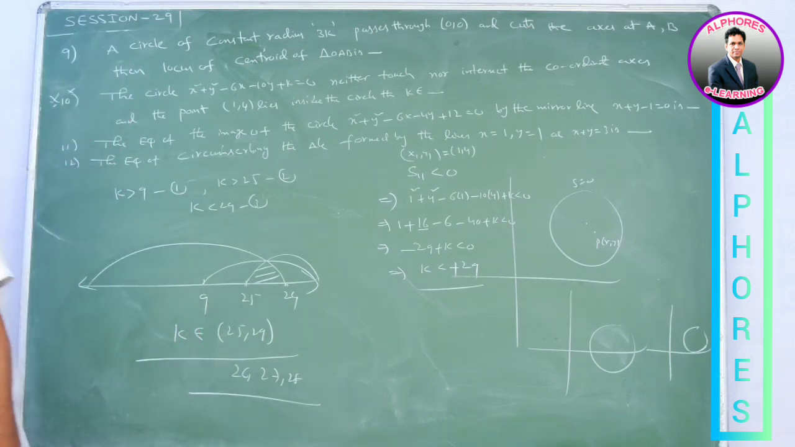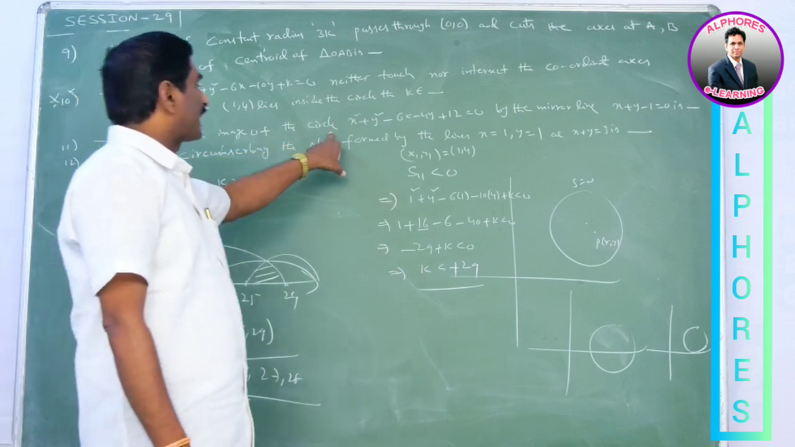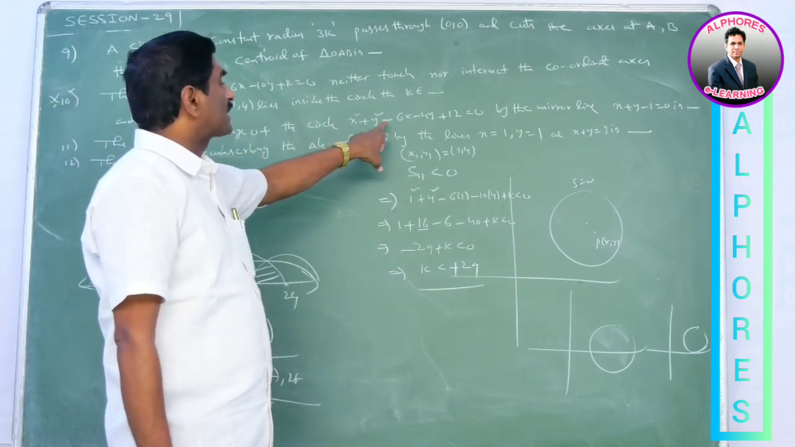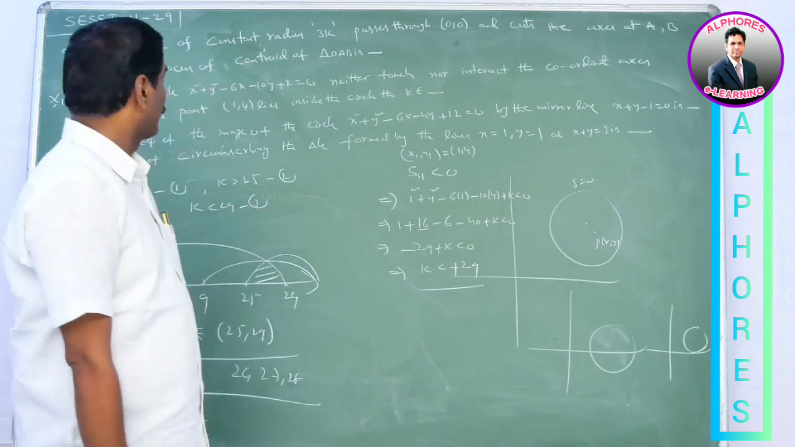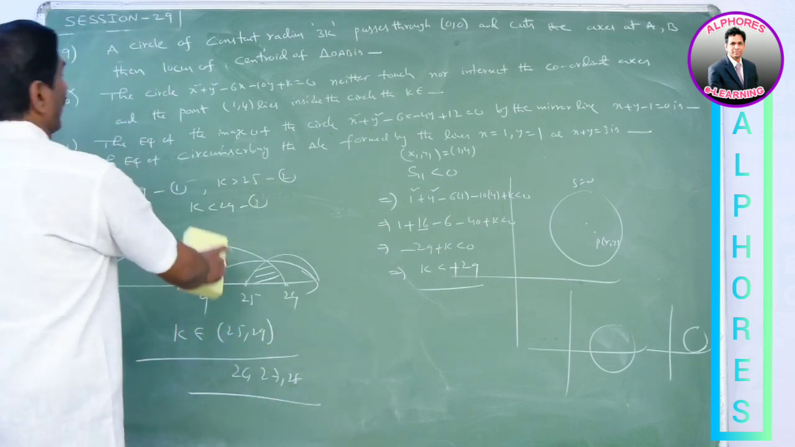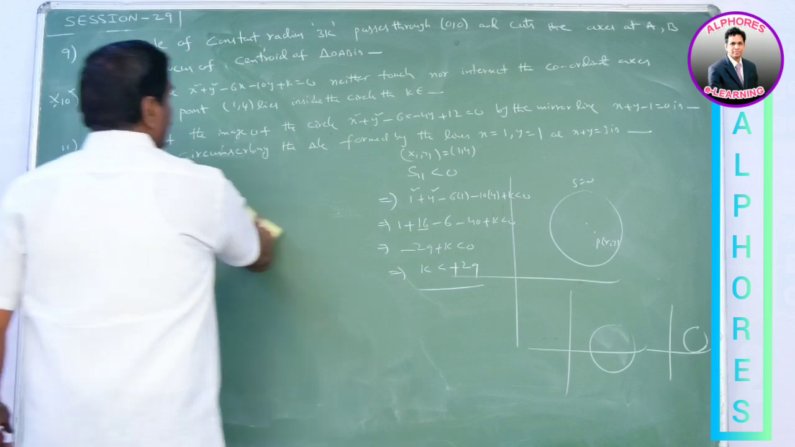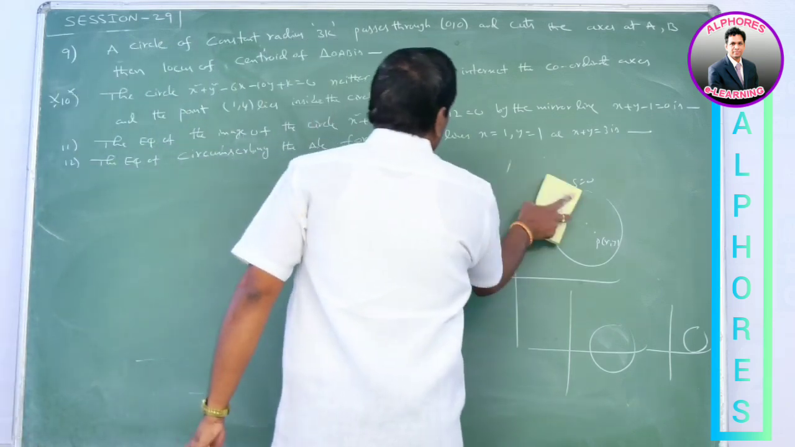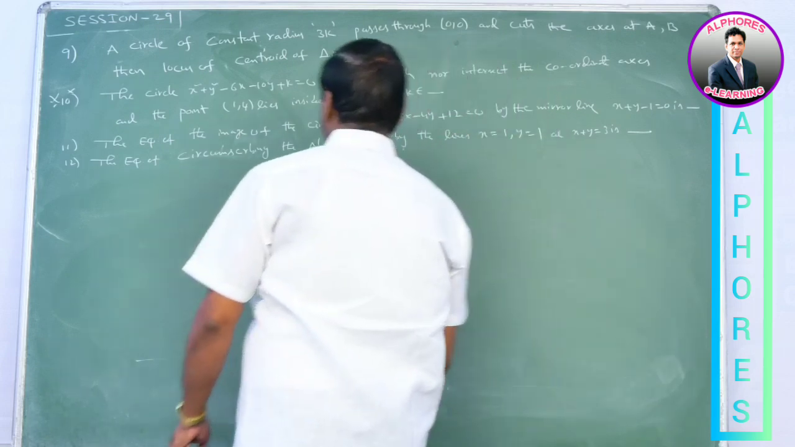Next, 11th one. The equation of the image of the circle x square plus y square minus 6x minus 4y plus 12 is equal to 0, by the mirror line x plus y minus 1 is equal to 0, is dash.